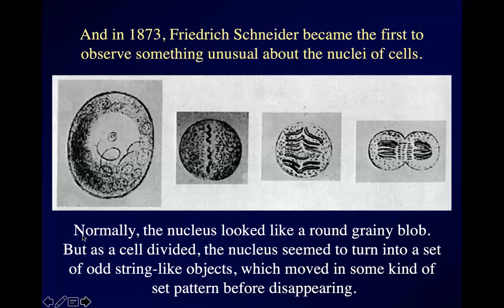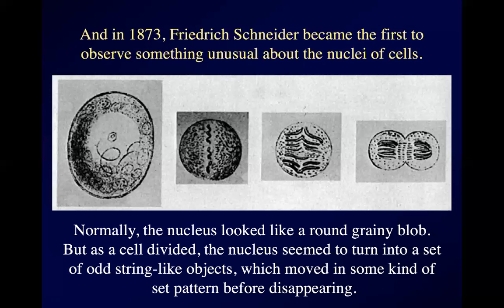In 1876, a guy named Friedrich Schneider became the first person to observe something weird about cell nuclei. Schneider was looking at the tail of a salamander, I think it was, and he noticed that most of the time when you looked at a cell from a salamander tail, the nucleus is this round blob in the middle. The cell looks a little bit like a fried egg, and that's what you see on the left.